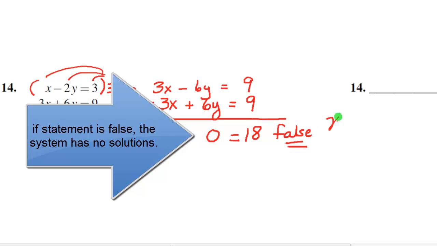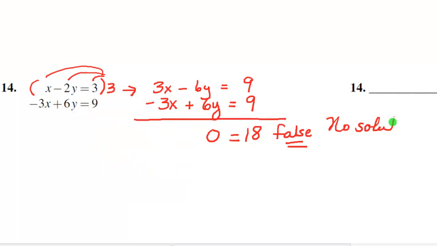This is a false statement. So this system of equations has no solutions. And if you were to graph those two lines, they would be parallel lines that never meet. And that's the case where the system has no solutions.